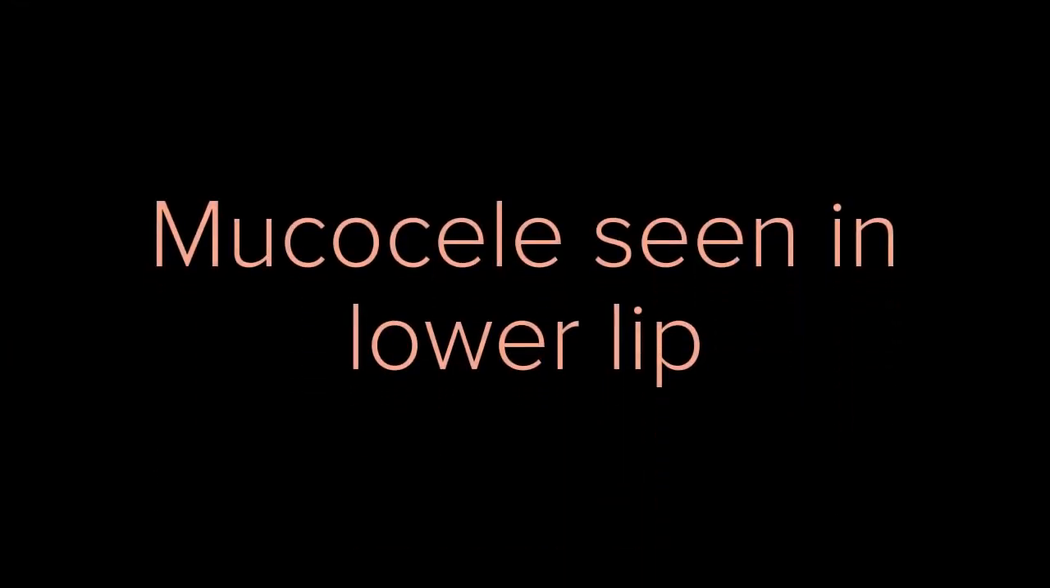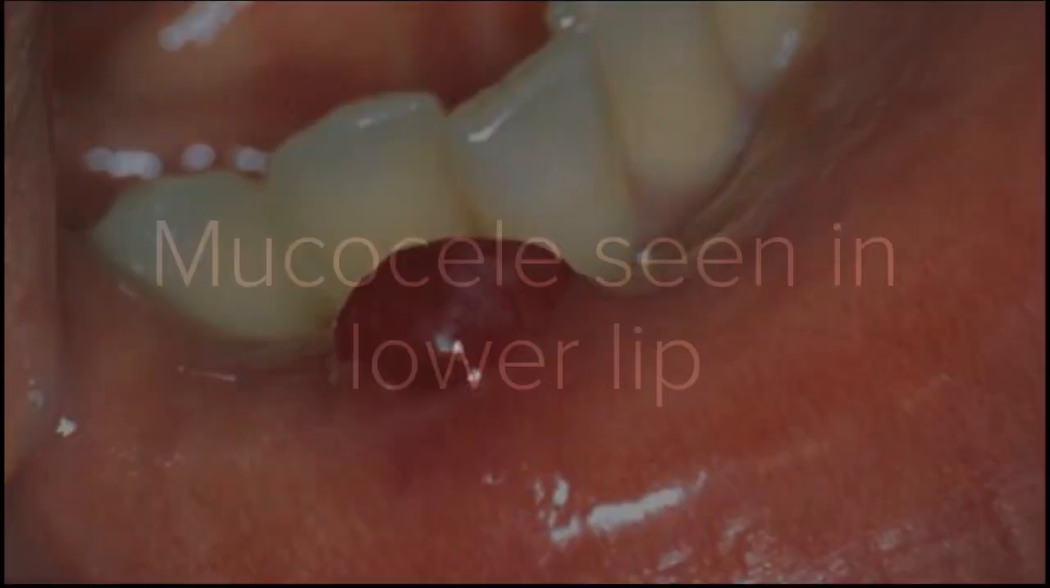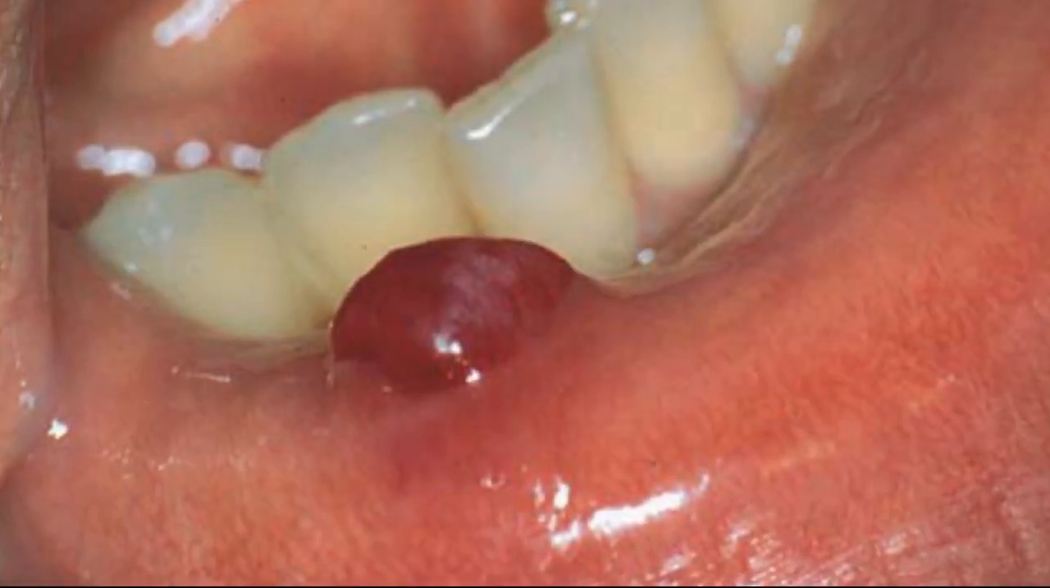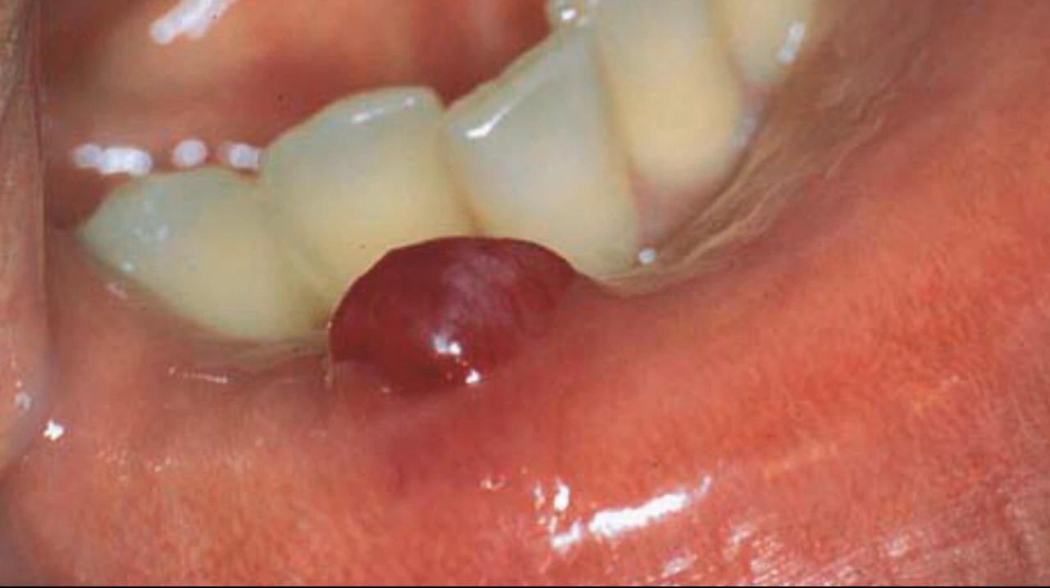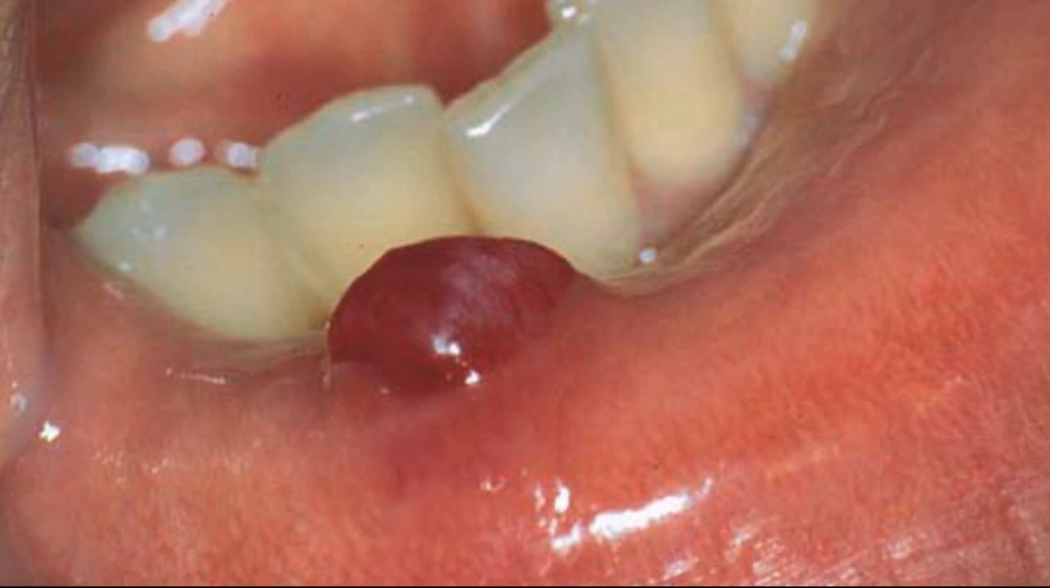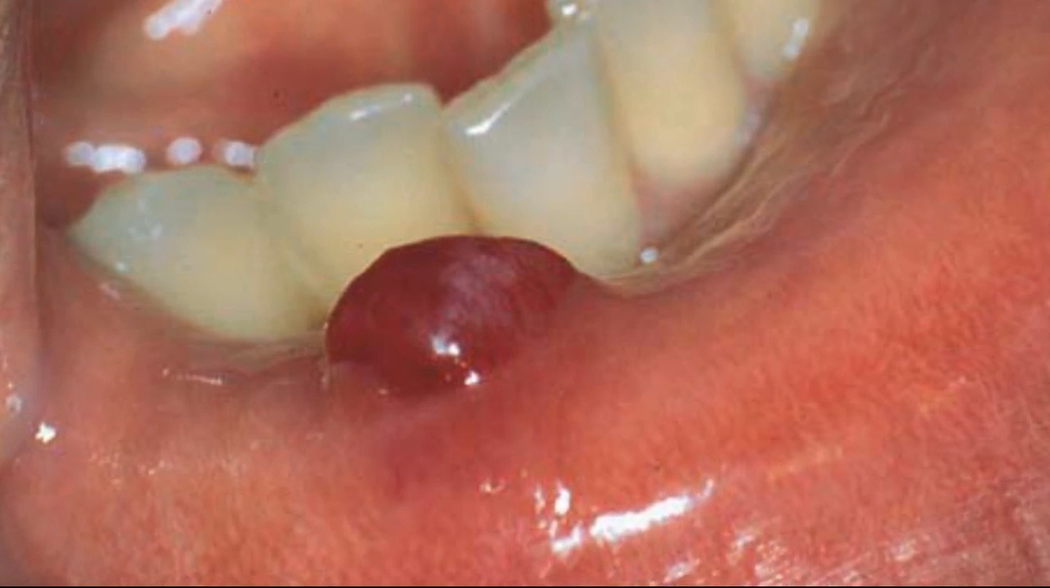Now the mucocele is seen in the lower lip and it is bluish in color, not like the hemangioma, which can also be seen in the lower lip and is red in color. So this is the clinical presentation for the mucocele seen in the lower lip, and it is painful.